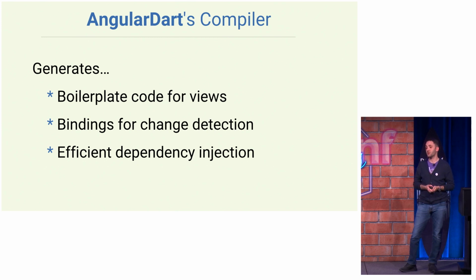And Angular Dart's compiler is really the big difference between this and, say, Flutter. Flutter actually runs all of your Dart code almost as is in the VM. We actually run your Dart code and then generate Dart code from your HTML and then run those together in the JavaScript VM. So we're generating boilerplate code for your templates. We're generating bindings for change detection so we can tell if things changed. And we're also trying to generate efficient dependency injection. Dependency injection is something that Angular Dart and Angular for a long time has put a lot of focus in. And one reason a lot of Googlers, for example, really like Angular Dart is because they grew up with Guice or Dagger or Inject or probably other things I haven't used.